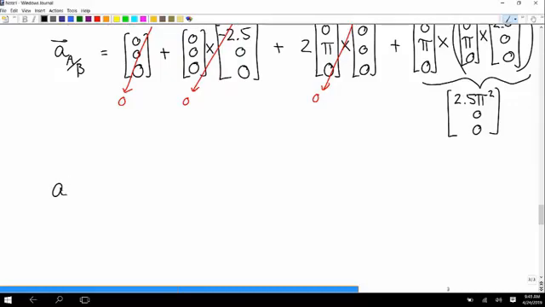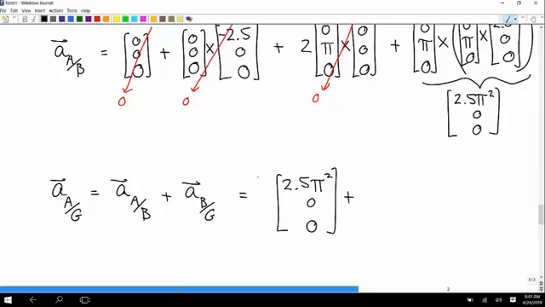And so now we'll put it all together, and the acceleration of A relative to the ground is equal to the acceleration of A relative to B plus the acceleration of B relative to the ground, and that's 2.5 pi squared, 0, 0, plus what we got in the first part of this before we went into the circular motion, 2.5 pi squared, 0, 0. That's the acceleration of the origin. And you get the same thing again, 5 pi squared, 0, 0.